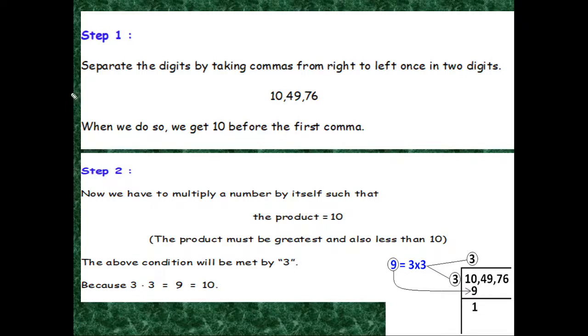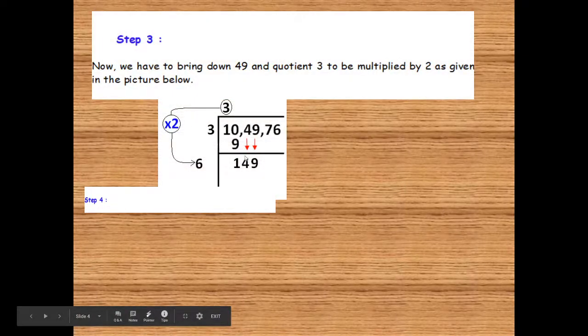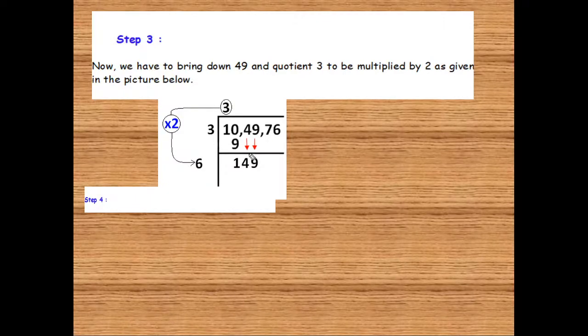What do you think is the next step? Write in the comments below. The next step is we're going to bring down the next pair. What is the next pair? 49, right? So we're going to bring down the next pair, which is 49.